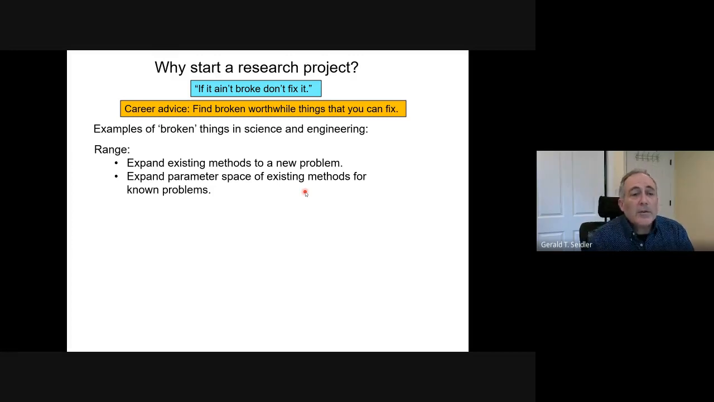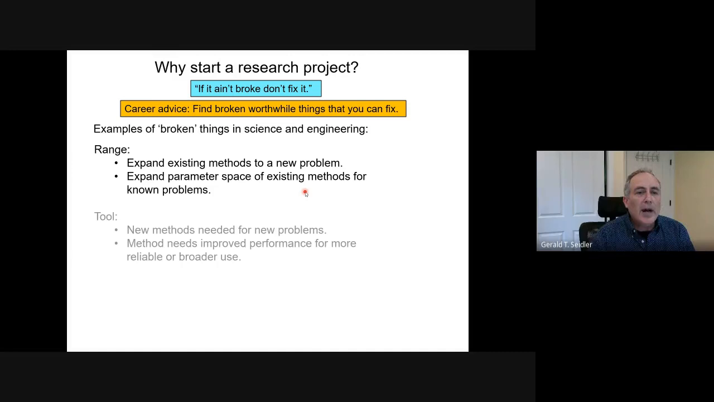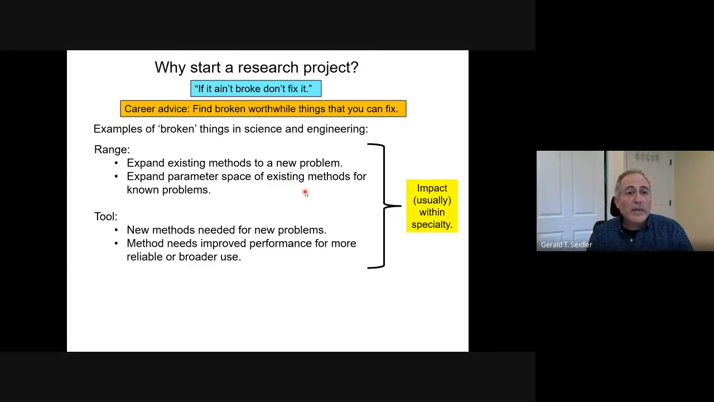Well, the first thing is there could be a question of range. You might need to expand existing methods to a new problem, or expand the parameter space of some existing method for known problems so you can get better and broader data on a problem you're already interested in. There also could just be a question about tools. You might need new methods for new problems, or a method might need improved performance for more reliable or broader use. And so when you do a research project in one of these categories, your goal is to have impact in science or society or both. But when you have this category of problem, your impact is usually within the specialty that the problem is based in. Not always, but usually.